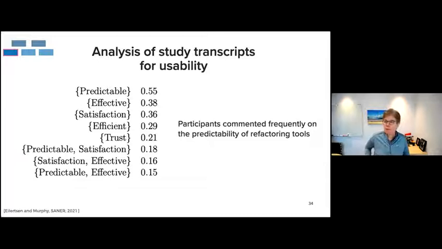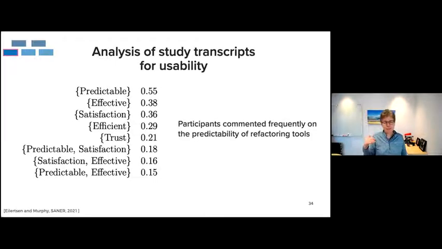So what did we learn? Well, we looked at all the tags that we did over these 13,000 words of transcripts, and applied association rule mining as a way to try to understand if people talked about any of these aspects together. What was interesting to us is that the most commonly uttered characteristic of usability was predictability. So a lot of our participants commented very frequently on not knowing if a tool was going to be predictable or requiring the tool to be predictable, both in the positive and the negative sense.